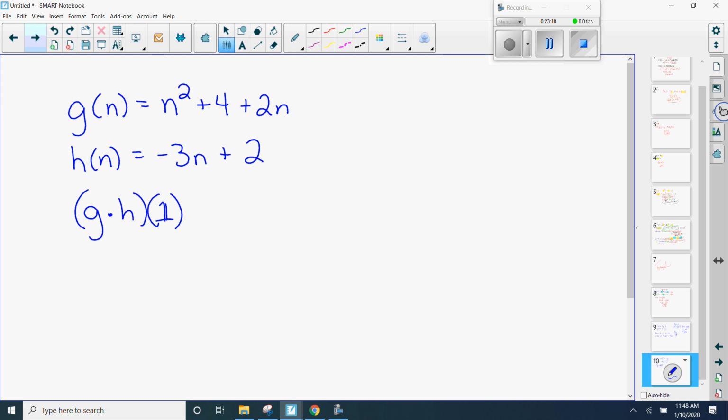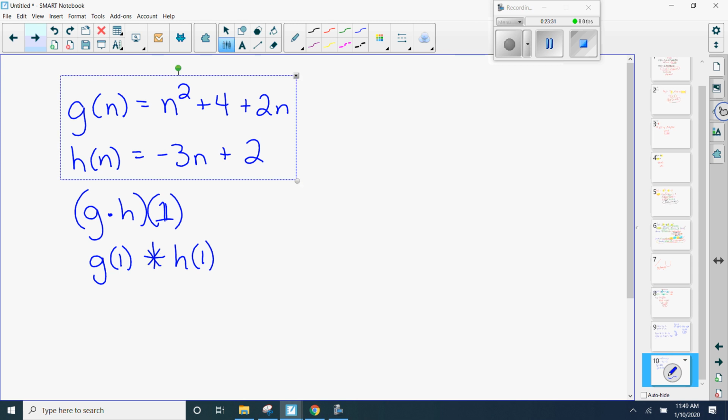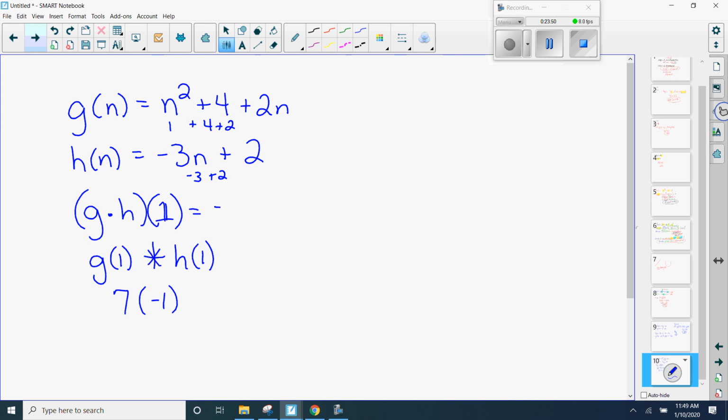We were putting variables in before. So if I were to calculate what is g of 1, this means g of 1 times h of 1. If I put 1 in there, what do you get for an answer? 1 squared is 1 plus 4 plus 2, so I get 7. What is h of 1? If I put 1 in, you get negative 3 plus 2, which is negative 1. You multiply them together and you get an answer of negative 7. You see what the notation is asking you for.